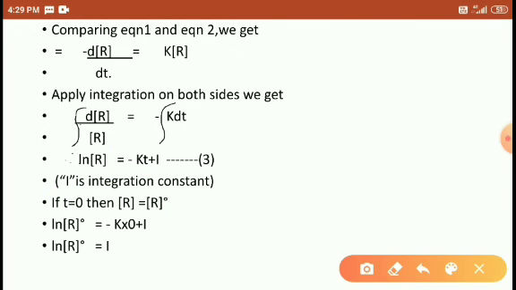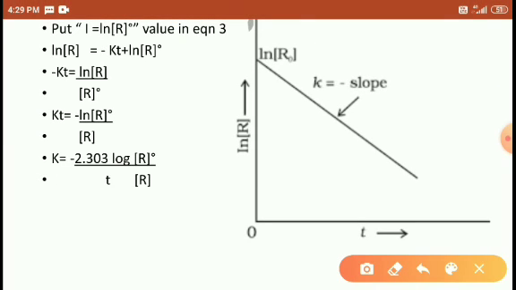Then natural log R naught is equal to minus k into 0 plus I. Natural log R naught is equal to I. Right students, so the I value is natural log R naught. So put I equal to natural log R naught in equation 3. In equation 3 we put it here, students: natural log of the concentration of R is equal to minus kt plus natural log R naught. Then kt is taken outside, students, and the log is common here, taken as common, that is natural log R by R naught. Then kt is equal to natural log R naught by R.